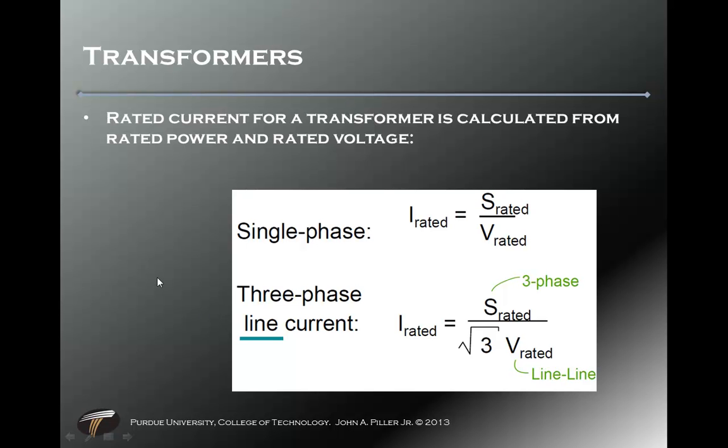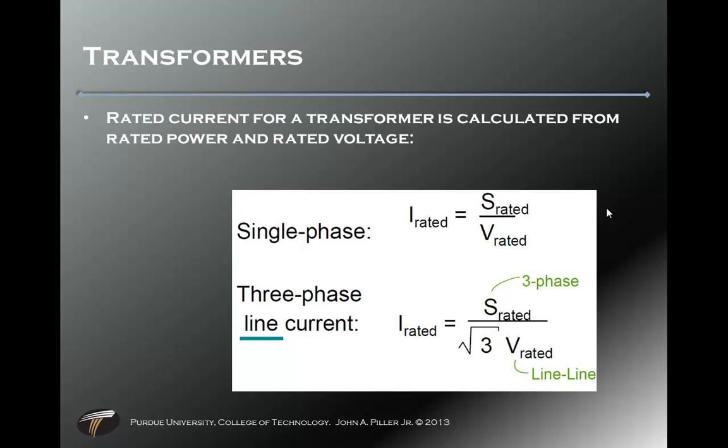So rated current for a transformer is calculated from the rated power and rated voltage. The rated power and the rated voltage are on what we refer to as the nameplate of the transformer. There's a plate on every transformer that gives you those values. It's very simple. On single phase, you take the S rated and divide it by the V rated, and you get the I rated. So P equals I times E. We assume a purely resistive load when we make that assumption.